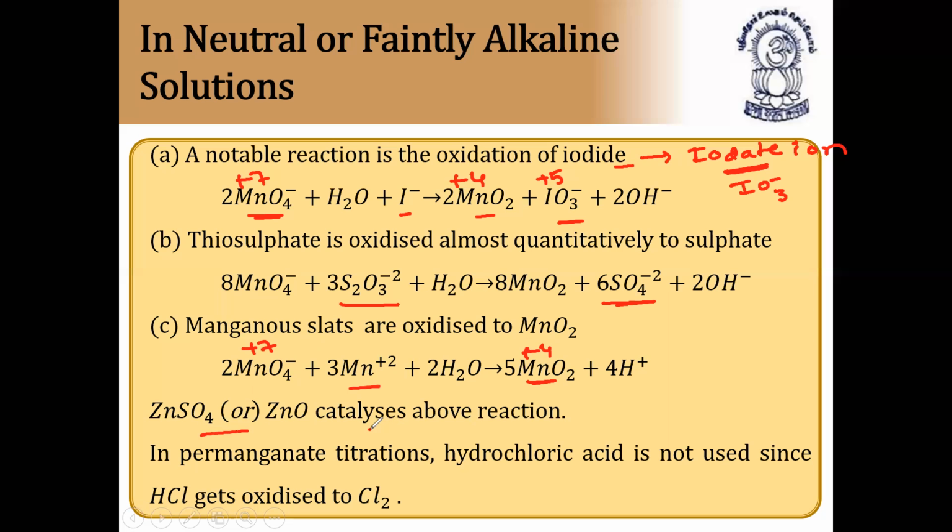Zinc sulfate or zinc oxide catalyzes both the reactions. So what is the catalyst for all the above reactions? Either zinc sulfate or zinc oxide you can take. In permanganate titrations, hydrochloric acid is not used since HCl gets oxidized to Cl2. Very, very important point. As permanganate is a good oxidizing agent, it even oxidizes HCl to Cl2. That's why in permanganate titrations, hydrochloric acid is not used.